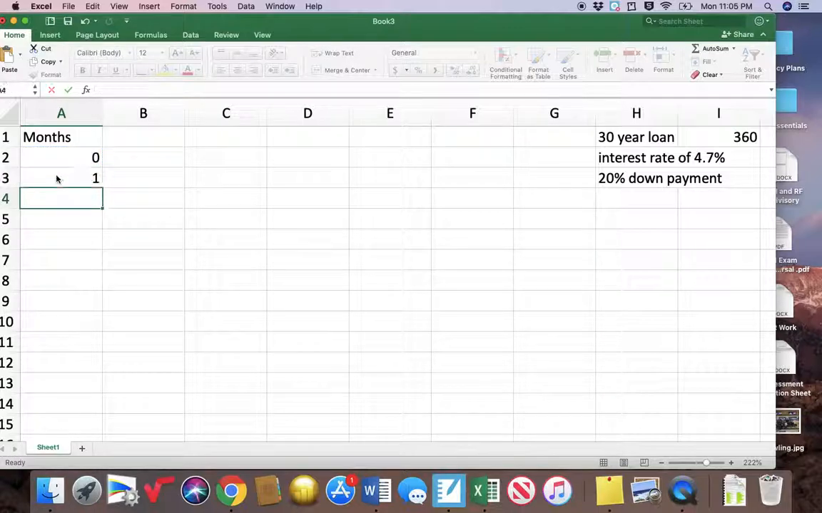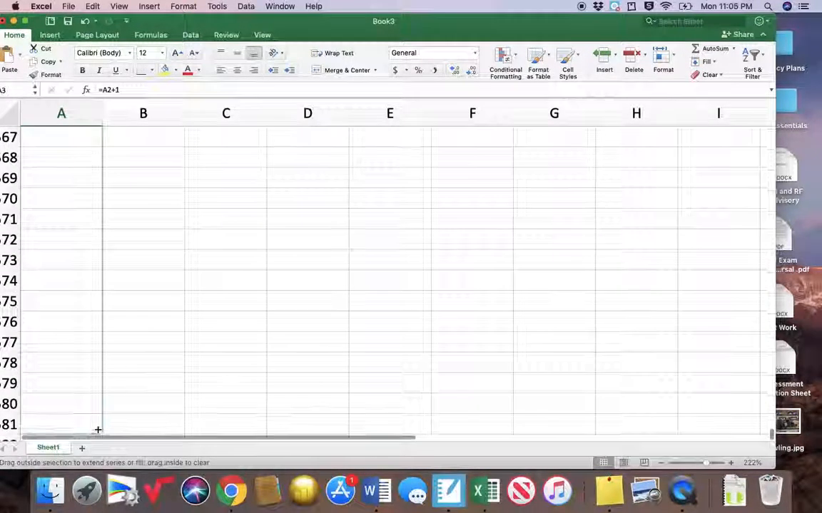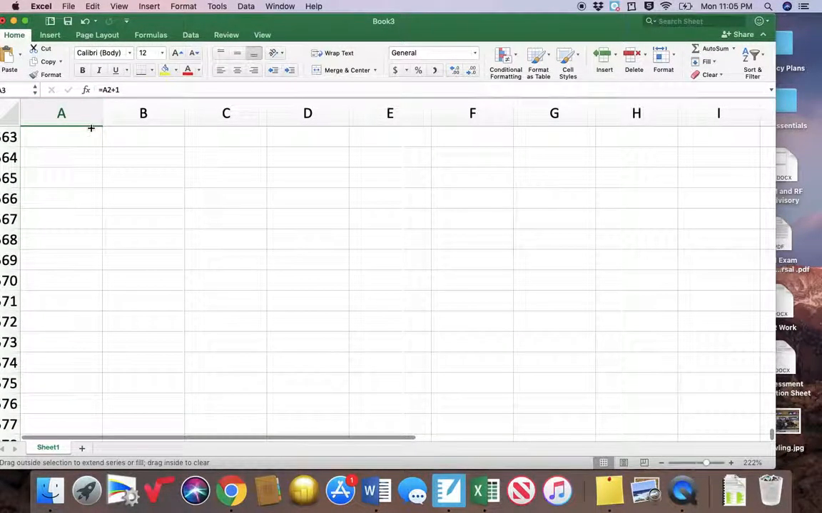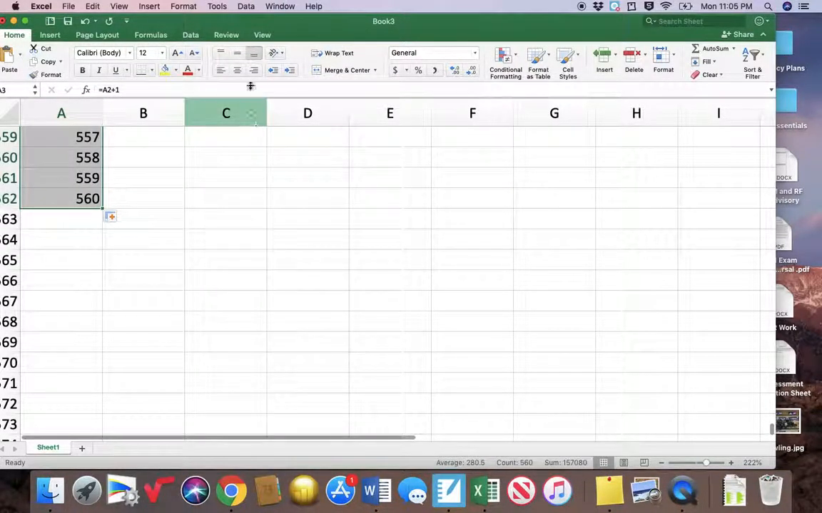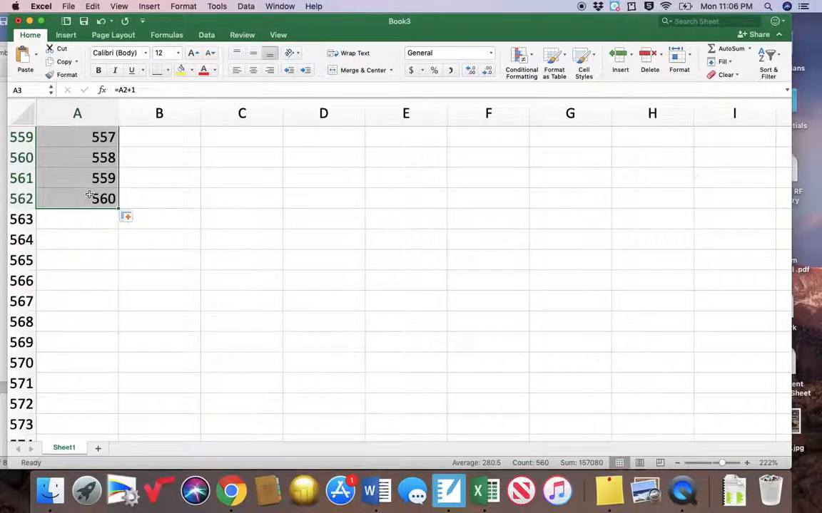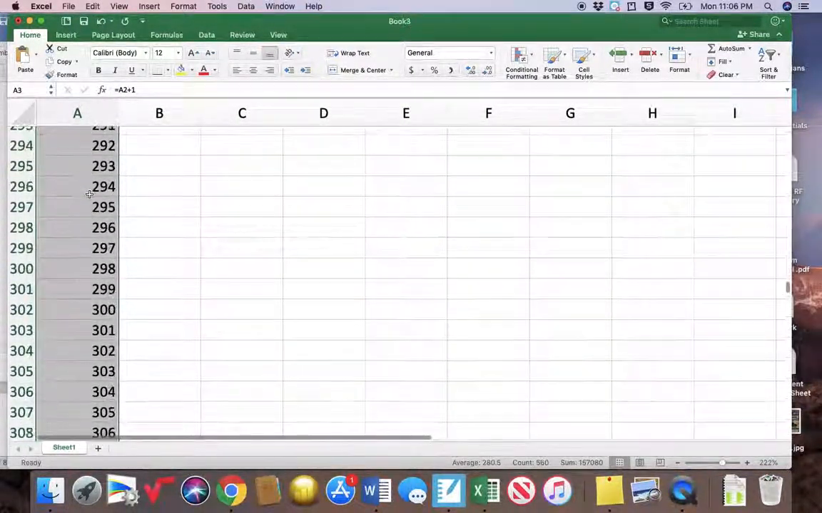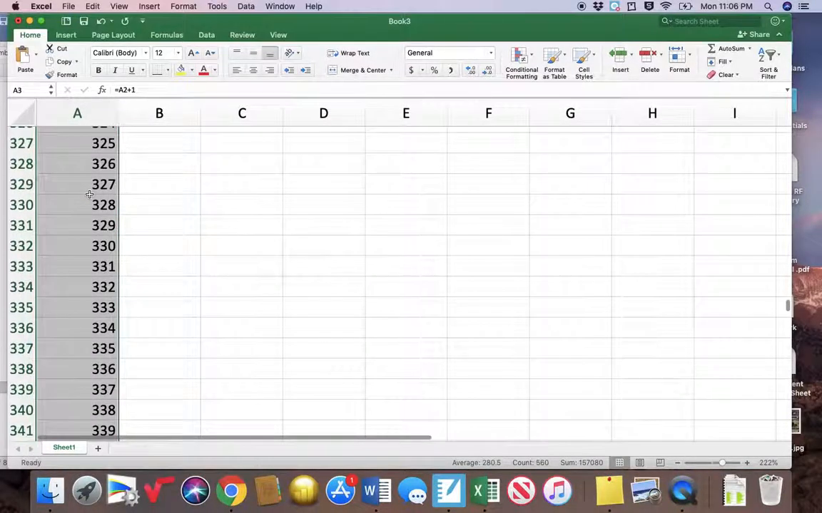So I'm going to do my recursive formula here to generate a list that increases by 1 every time. And I've got to go all the way down to 360. I passed it. All right, let's see. Oh, 560. My goodness, I went way too far. How did that happen? I guess because I couldn't see the first number.